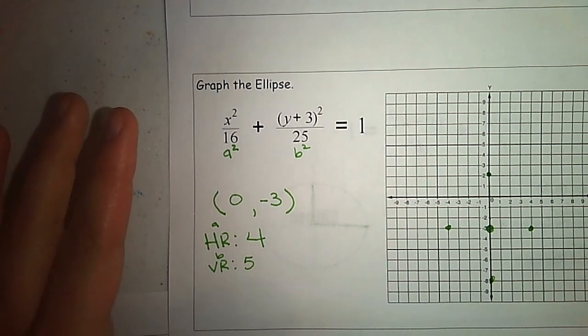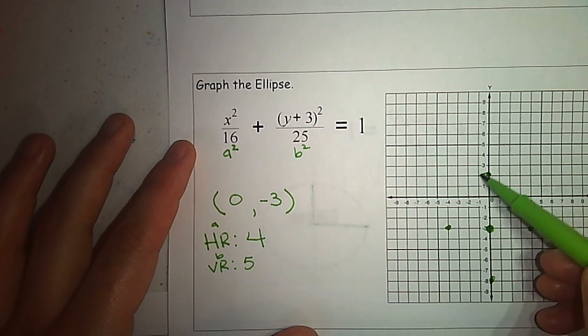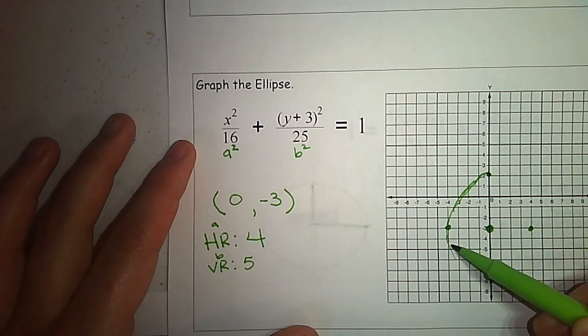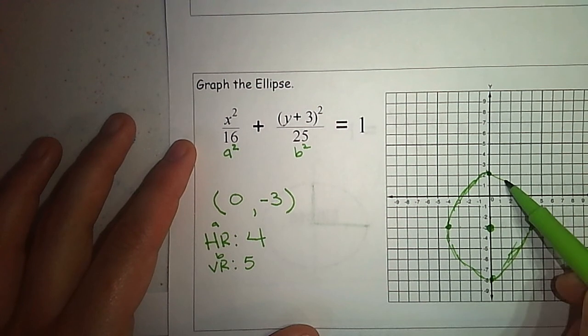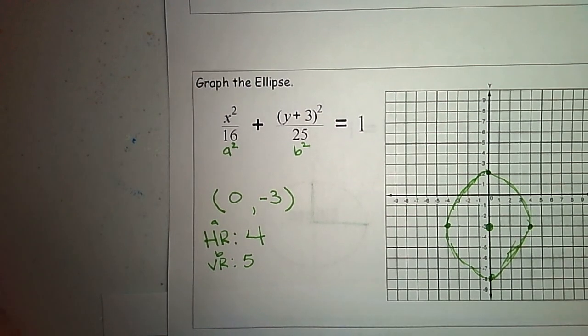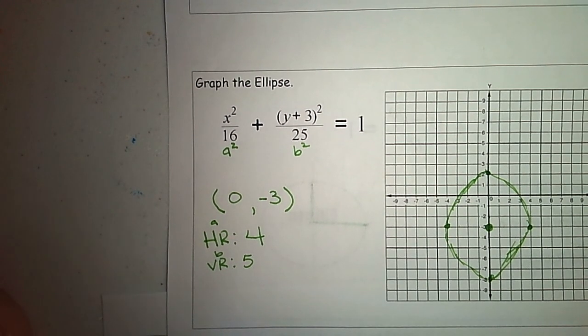And now, best you can, please connect your dots. I know that's not always the easiest on a computer. But my ellipse is going to look something like that. All right, let's do another one. Let's do this one right here quick.